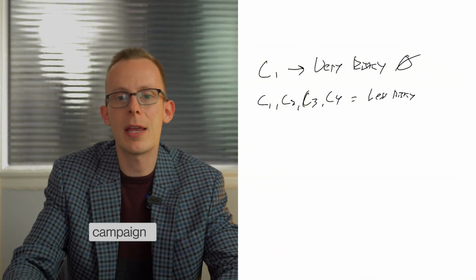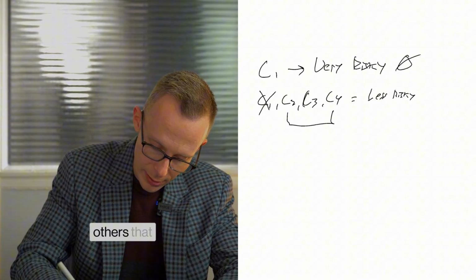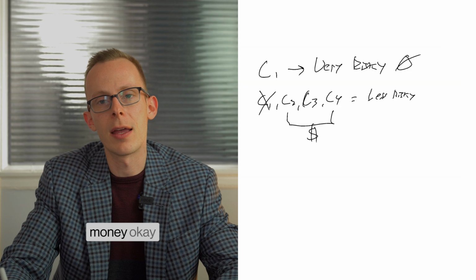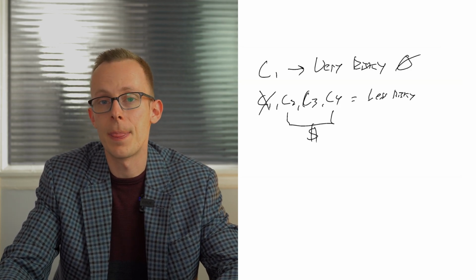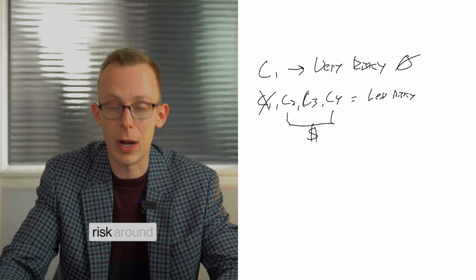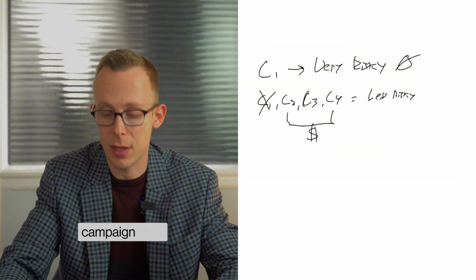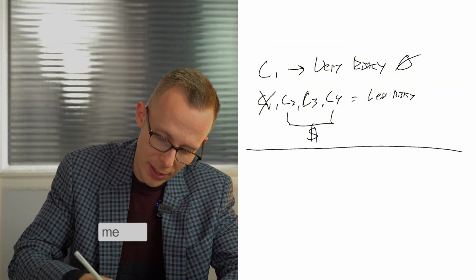Because if campaign one flops, we still have 3 others that will make money, okay? And that is how businesses not only make more money from their campaigns, but also decentralize the risk around one single campaign, okay? So this is a lesson on foundational. So let me give you some actions here.